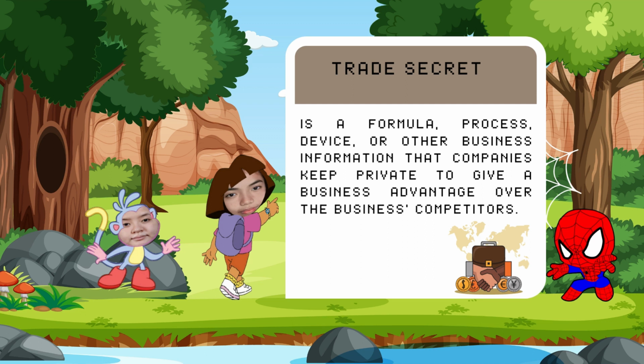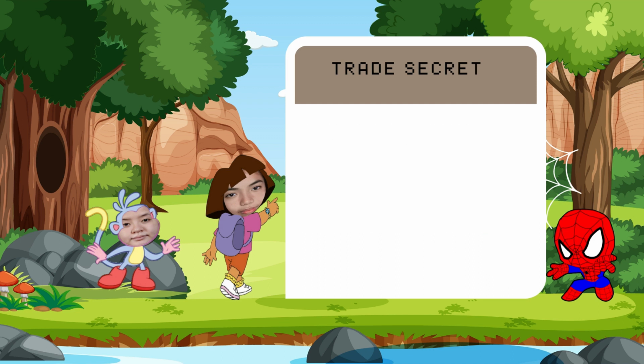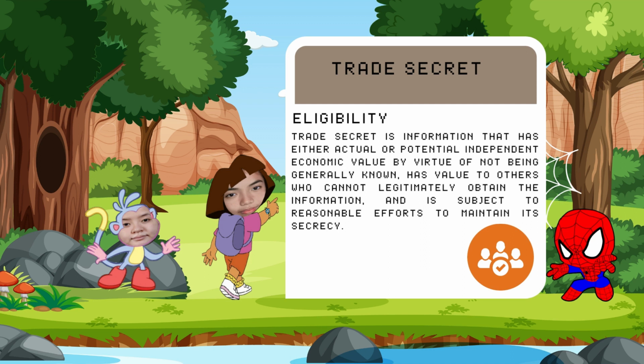Next, term of protection: unlimited period of time as long as it remains secret. Next, eligibility: the trade secret will no longer exist if any of the elements are no longer present. Otherwise, the duration of trade secret protection is unbounded.